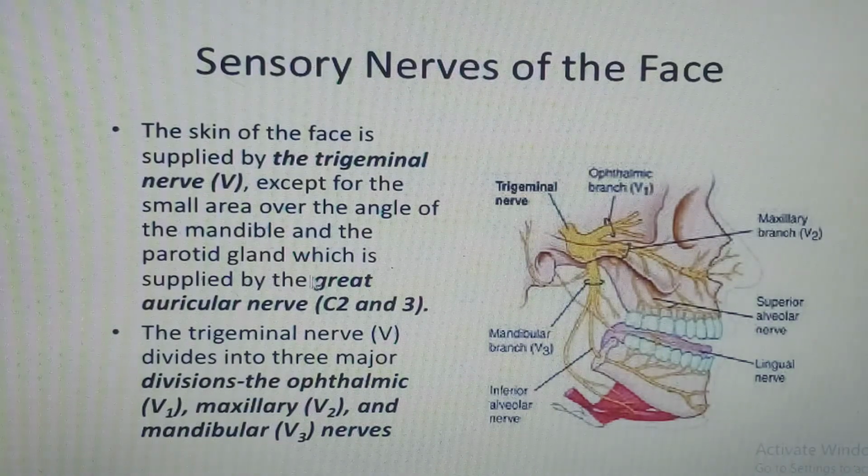But just that area, the skin around the area, as well as the fascia around where we have the parotid gland, will actually be supplied by what we call the great auricular nerve, with its root values C2 and C3. Okay, C2 and C3. That's an important bit of information that we have to know.